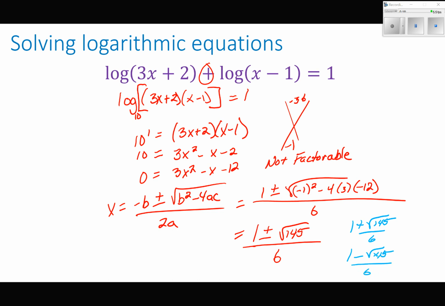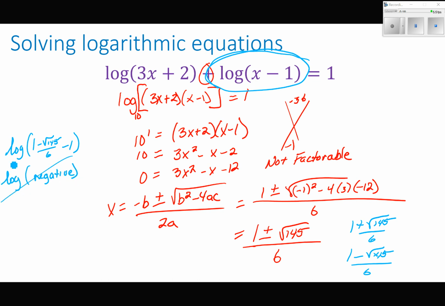But the 1 minus fails. So if we go back all the way up here to the beginning, if I were to do the log of 1 minus square root of 145 all over 6 minus 1, that leaves me with a negative in my parentheses. I cannot take the log of a negative value. So this one fails. This is my only true solution. You could check it in both of them and it works.